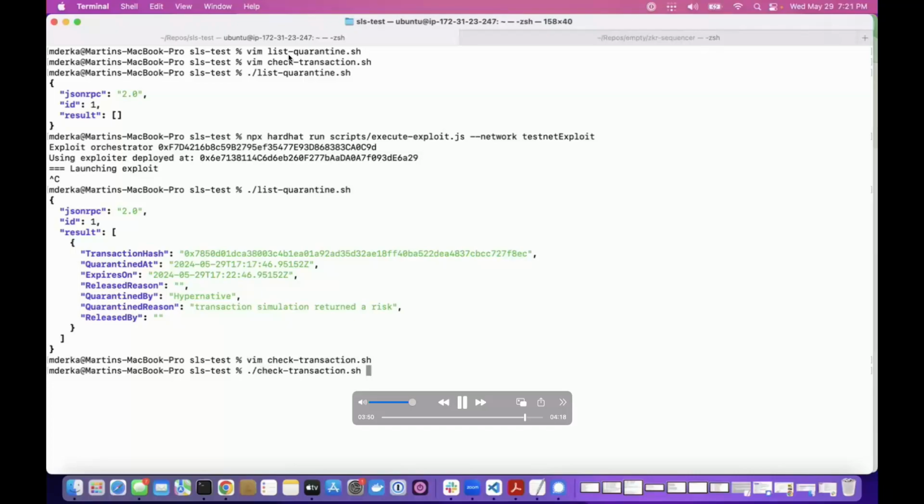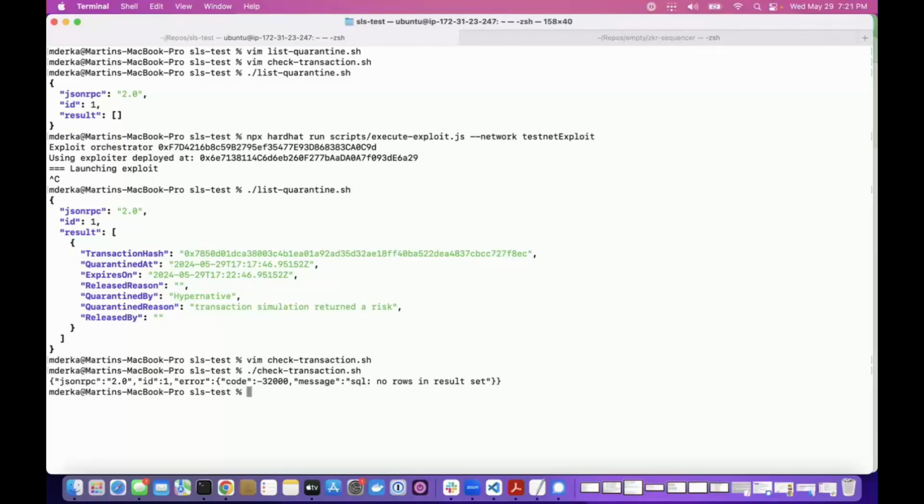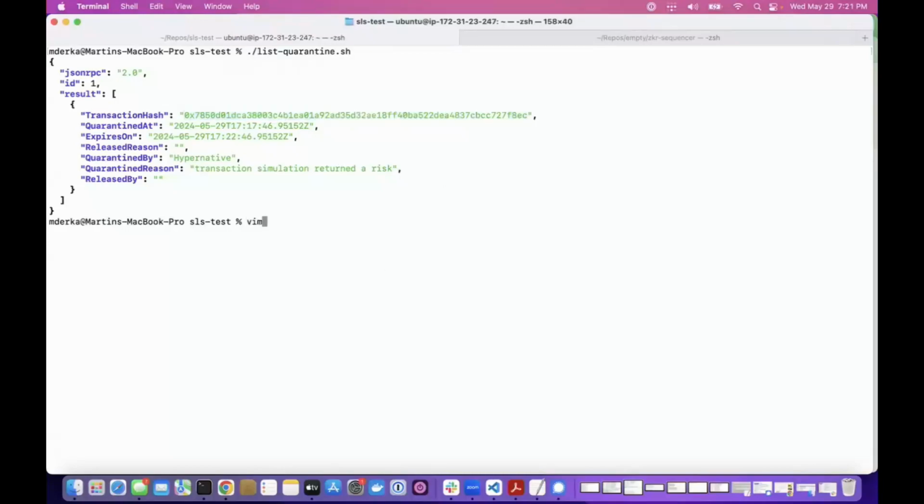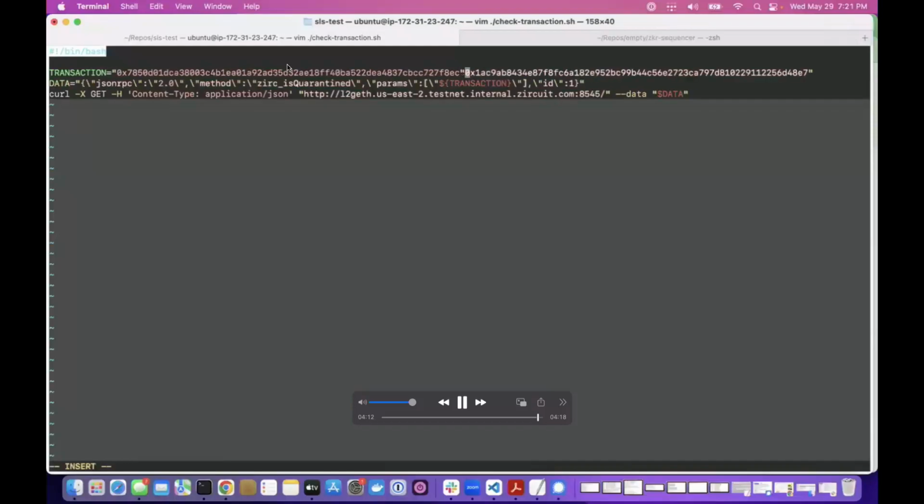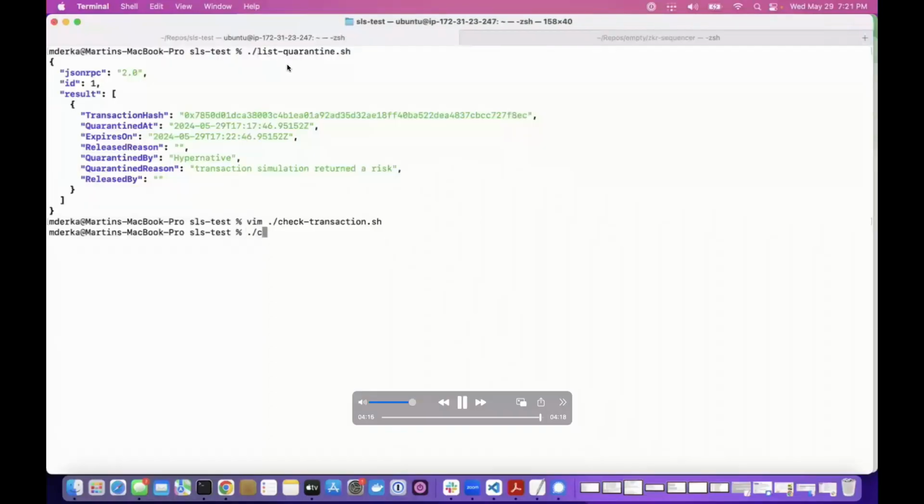If you've seen what I pasted for the first time, I actually screwed up. I pasted the wrong hash from my clipboard. So now I'm grabbing the proper hash. I'm fixing it. I'm going to put the right one in there, and we are going to query it again, and you will see that this actually returned true this time. Okay? So this transaction is now quarantined.